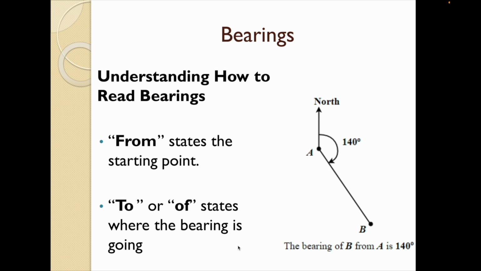It says from A. So I must start from A, and it says the bearing of B. So if I'm saying "of," it states where I'm going. Okay, so I'm going to the B. But where am I going from? I'm coming from A. Does that make sense?